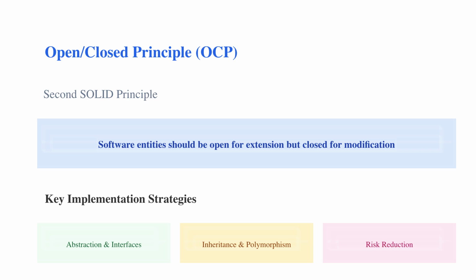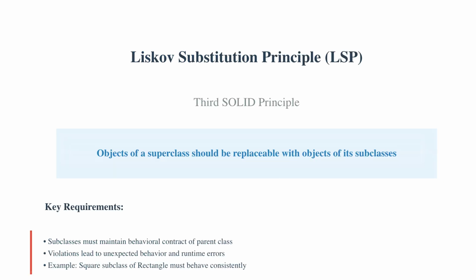Now, how do we achieve this seemingly contradictory requirement? There are 3 key implementation strategies that make this principle work effectively in practice. First, we use abstraction and interfaces. By programming to interfaces rather than concrete implementations, we create extension points where new behavior can be plugged in without touching existing code. Second, inheritance and polymorphism allow us to extend base classes with new functionality. Subclasses can override or extend parent behavior while the existing code continues to work with the base abstraction.